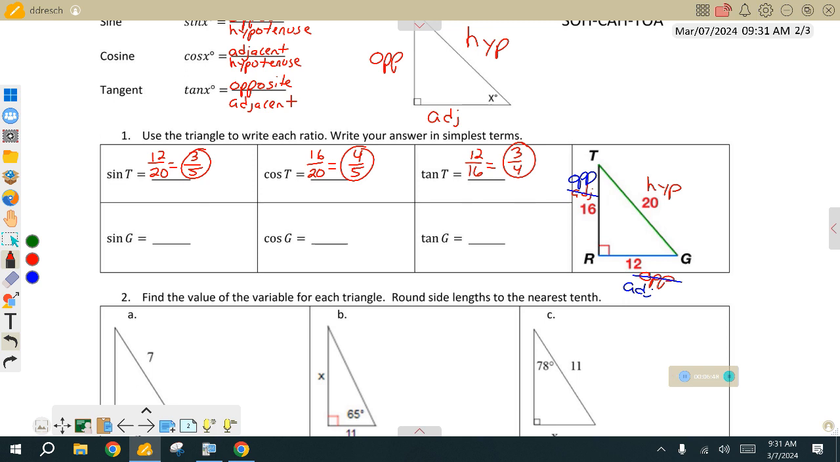So then run it across, okay? Once you've identified everything, it's the same thing we just did. Sine is now what? Okay, 16 over 20, which I heard is what? 4 to 5. Cosine of G is what? 12 to 20, which is what? 3 to 5. And last one is what? Tangent of G, which is 16 to 12, which is 4 to 3.